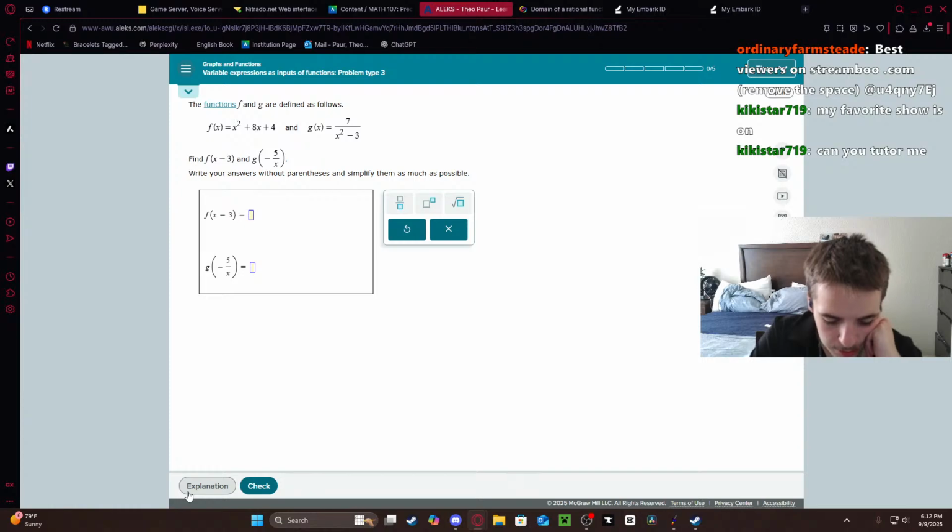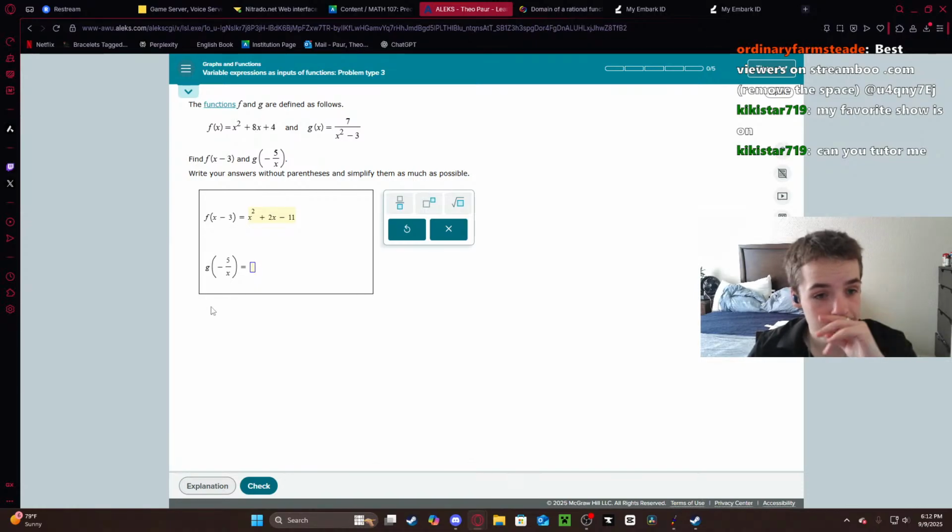Okay, so let's put all the normal numbers together. Negative 24 plus 4 equals negative 20 plus 9 equals negative 11. 8x plus negative 6x equals 2x. And then x squared. So x squared plus 2x minus 11. Perfect. Now this one, fractions are fun.